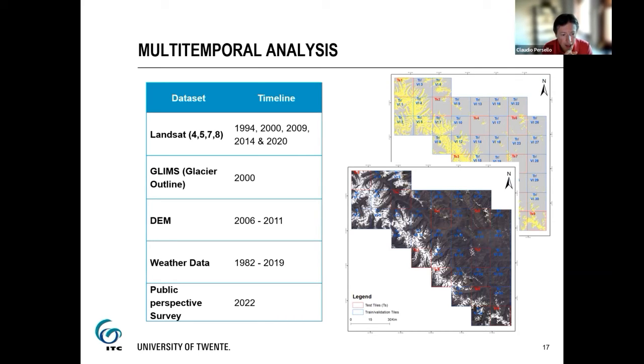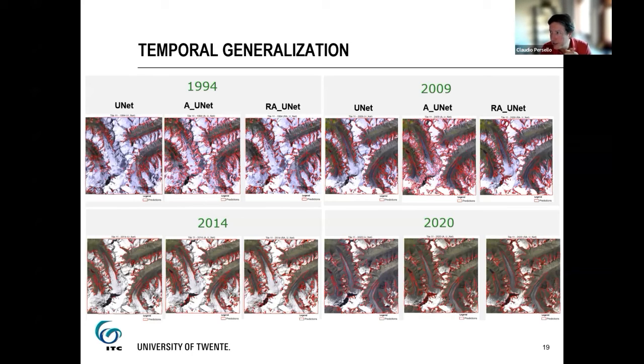And again, in this case we used Landsat data for consistency. And we started from 1994. I will show you just very quickly some of the results that he obtained. Here you see maps obtained with three different models: a standard UNet, an attention UNet, and a residual attention UNet. Without entering into the details of the models, it is interesting to observe how the glacier really has retreated, starting from 1994 to 2009 and up to now.